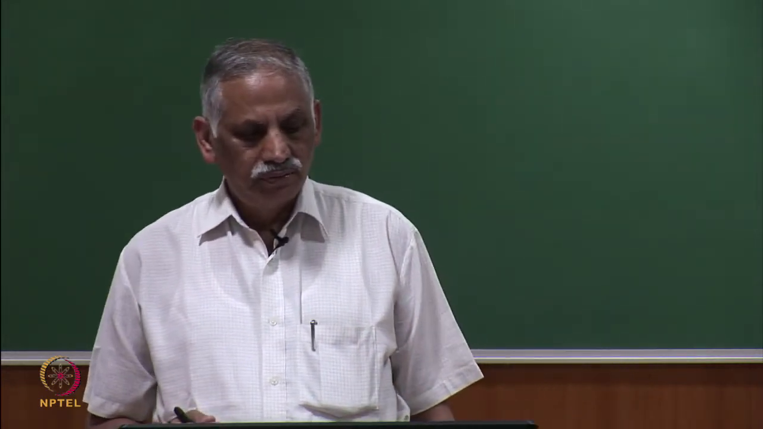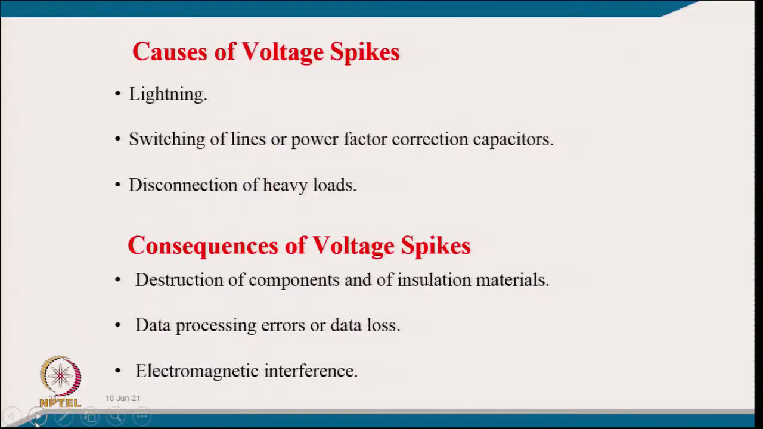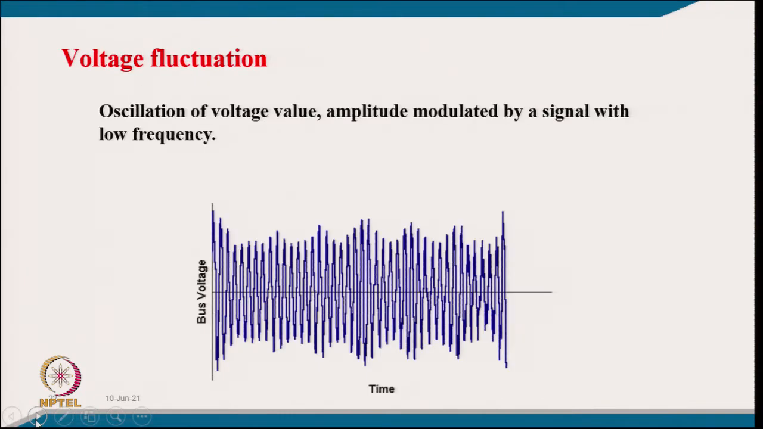The causes of voltage spikes are lightning, switching of lines or power factor correction capacitors, and disconnection of heavy load. The consequences of these voltage spikes are destruction of components and insulation material, data processing errors and data loss, and electromagnetic interference.